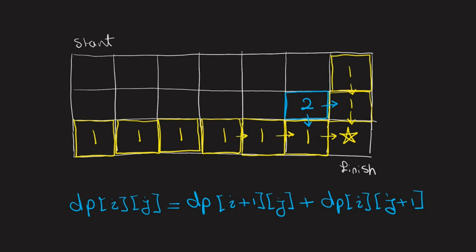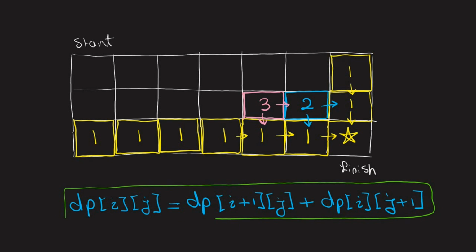Now let's test this formula for another cell. For example, this cell. To the bottom, I have 1, so it's going to be 1 here. And to the right, I have 2. It's going to be 2 here. So there are 3 unique paths, and that is correct. If I go down, I have 1 possibility. If I go to the right, I have 2 possibilities, and I can sum them. So I get 3. Now we can use this formula to fill out the remaining cells.